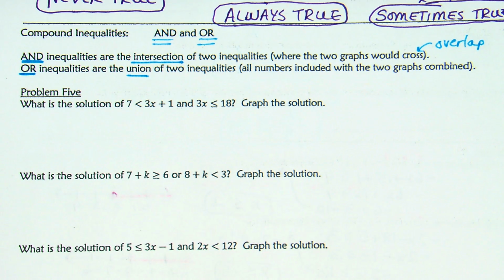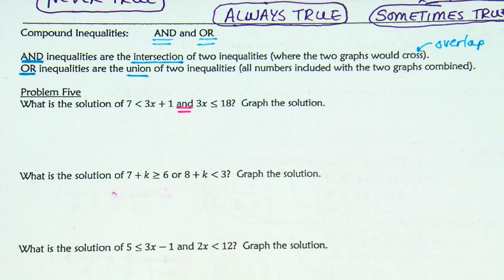If we're trying to get x by itself, I can zoom in on this a little bit if that would be helpful to you guys. So to get x by itself, if it's 3x plus 1, I'm going to subtract 1. We subtract 1 on the right, subtract 1 on the left. 7 minus 1 is 6, less than 3x.